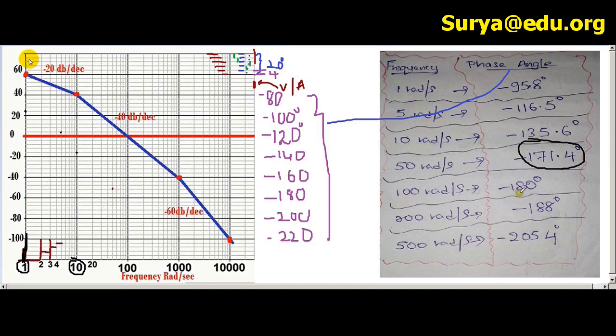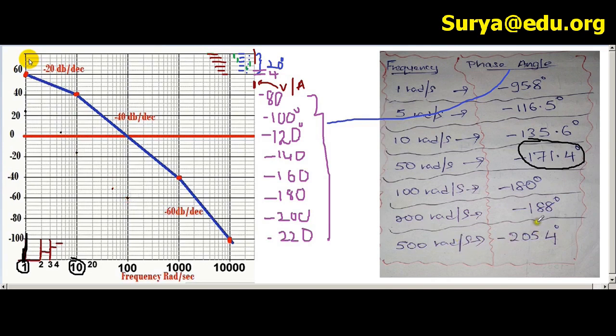100 radians per second. That is very easy, right? This is the 100 radians per second line. So what is the degree value? That is no problem. It's minus 180. So you can mark it here, right? It's here, 1, 2, 3, 4, 5. It's here. Okay.